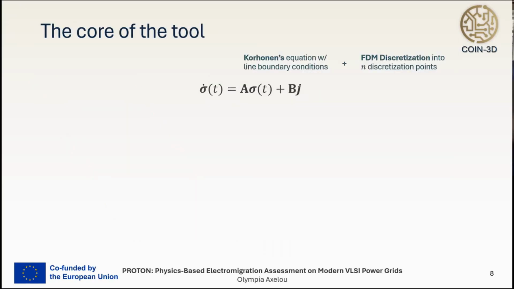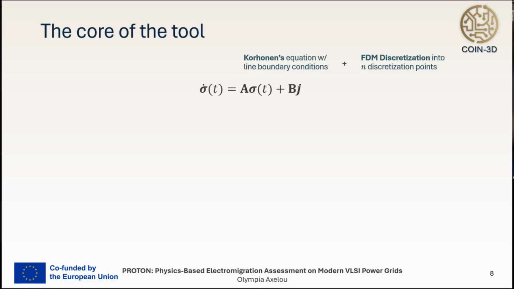Now, let's proceed to what is actually at the core of the tool. For accurate electromigration stress analysis, at the core of the tool, we employ the physics-based equation proposed by Korhonen. It is a partial differential equation that models the diffusion of electromigration stress inside a line or an interconnect. Accompanied by the suitable boundary conditions, and using the FDM discretization, we result in this ODE system here of size n, which is the number of discretization points.